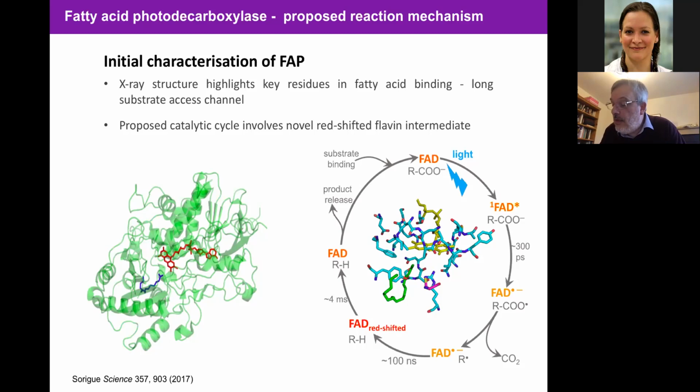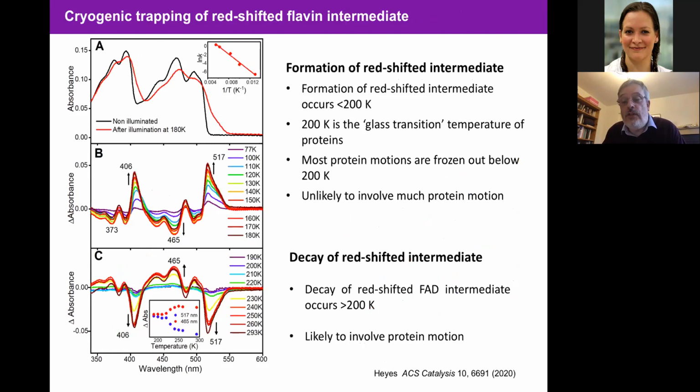And as part of the characterization of the enzyme, we've done further spectroscopic analyses of this particular catalyst to determine its overall reaction mechanism. These studies were reported recently in ACS Catalysis earlier this year. In brief, we were able to demonstrate that a red intermediate is formed even under cryogenic conditions, that is below the glass phase transition of proteins, implying that the chemical change is not dependent on larger scale protein motion, but the decay of that red intermediate is very much dependent on protein structural change because that only happens at temperatures above the glass phase transition. I won't dwell on those studies today. The paper is there if anyone's interested to follow up.